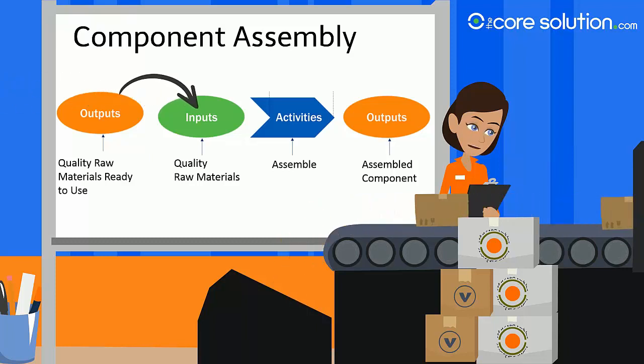The output of the component assembly process is the assembled component, and that would become an input for another production process down the line. That is the process approach. When you get asked, what is the process approach, you can answer, the process approach is that all business activities are connected because the output of one process becomes an input to the next process.